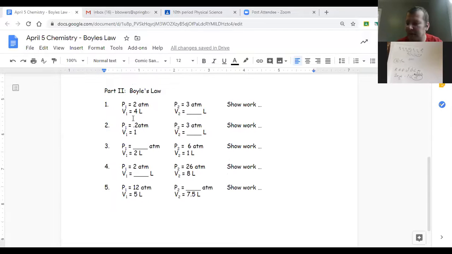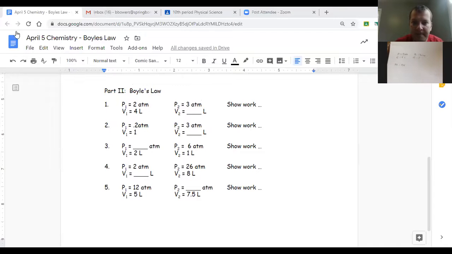And then on the bottom part, so let me share this. On the bottom part is the assignment. Now there are 5 questions. I'm going to go through 2 of them because you guys are awesome and this is awesome. So the first one gives me P1 is 2 atmospheres. V1 is 4 liters. P2 is 3 atmospheres. And V2 is what?